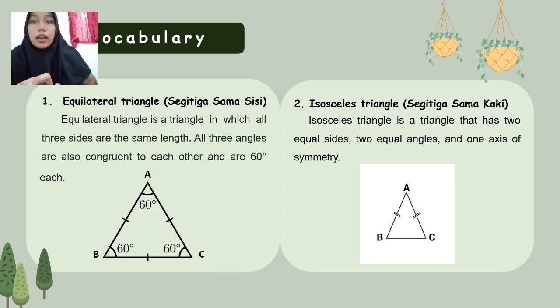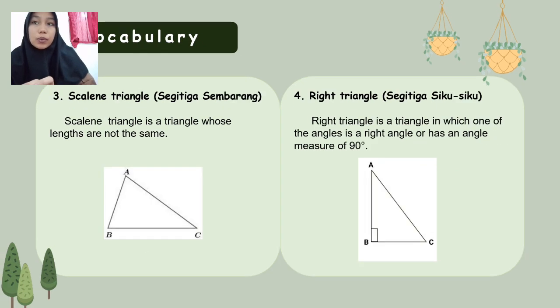Next, we have isosceles triangle. In Indonesian we say segitiga sama kaki. Isosceles triangle is a triangle that has two equal sides, two equal angles, and one axis of symmetry. Next we have scalene triangle. In Indonesian we say segitiga sembarang. Scalene triangle is a triangle whose side lengths are not equal.